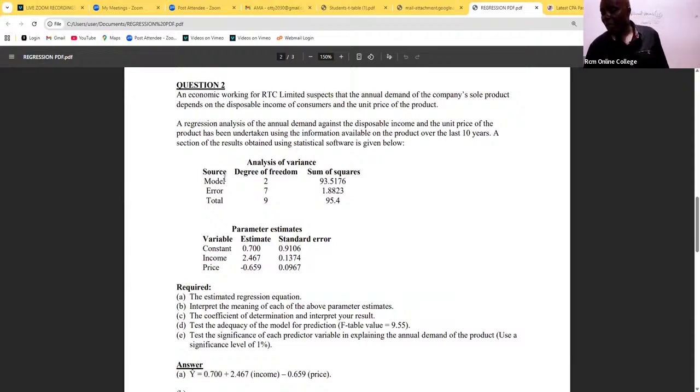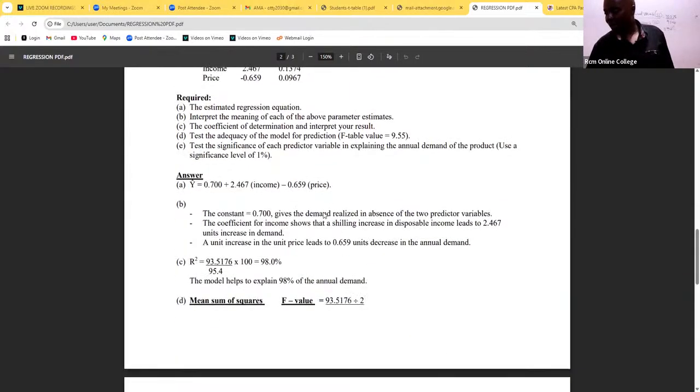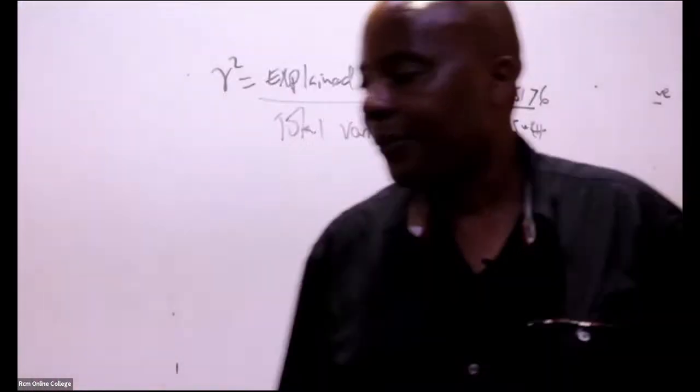So the model, which is the explained variance, is 93.5176 all over the total, which is 95.4 like that. This is how they were able to get 96 or 98%. This is how they were able to get the 98%.